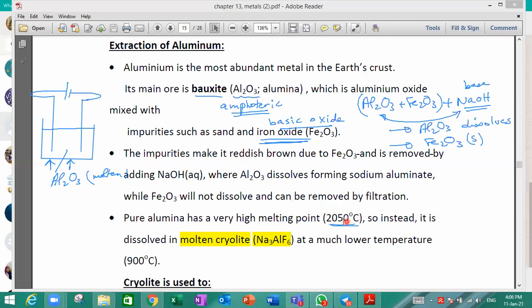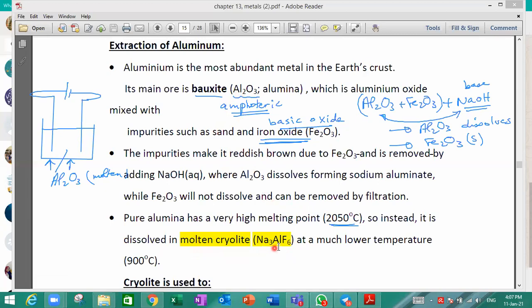So in order to decrease this melting point, or to lower the temperature at which the alumina melts, we are going to add what we call molten cryolite, which is sodium aluminium fluoride. We add cryolite, which is sodium aluminium fluoride.